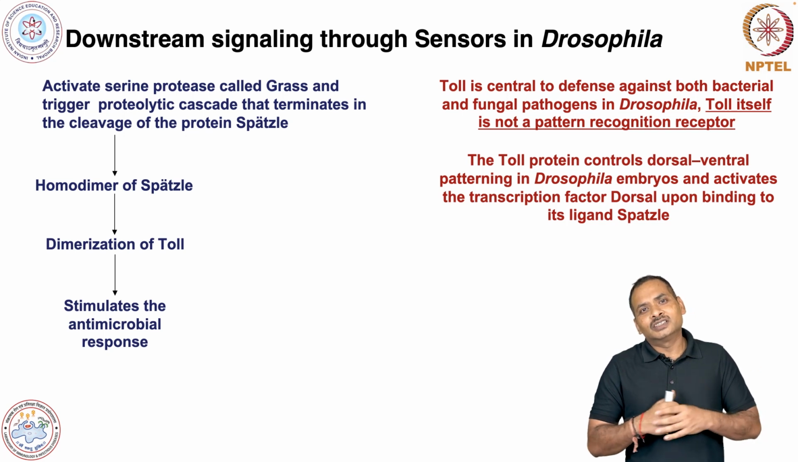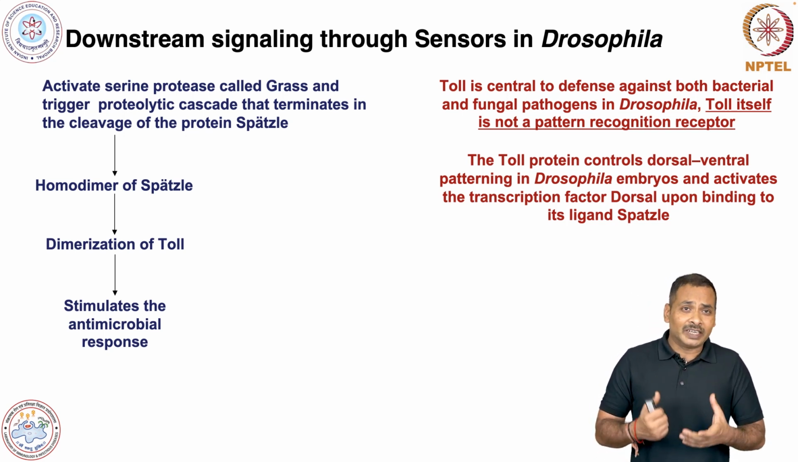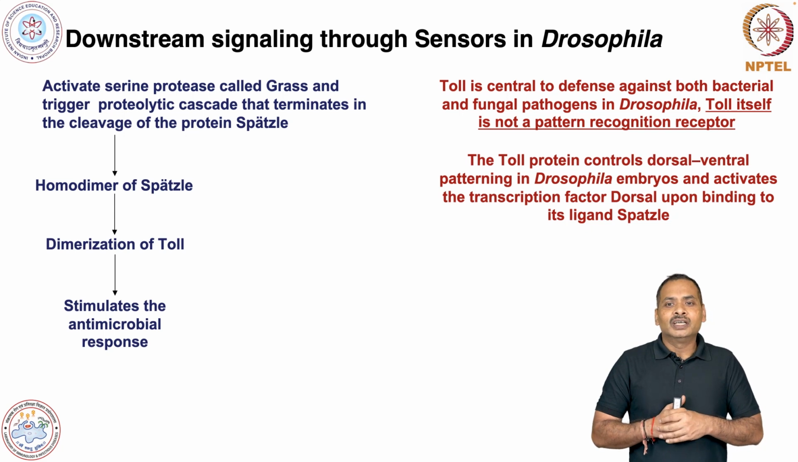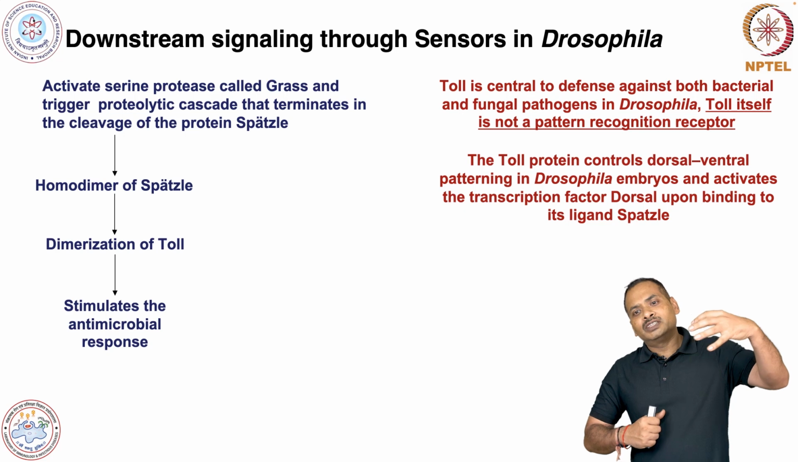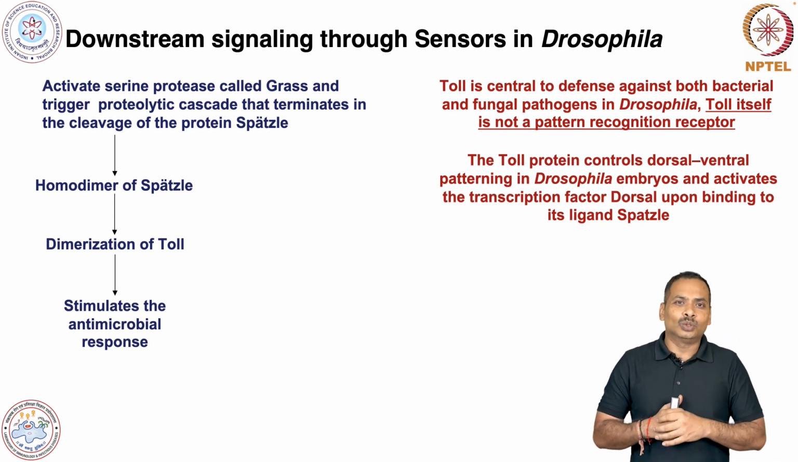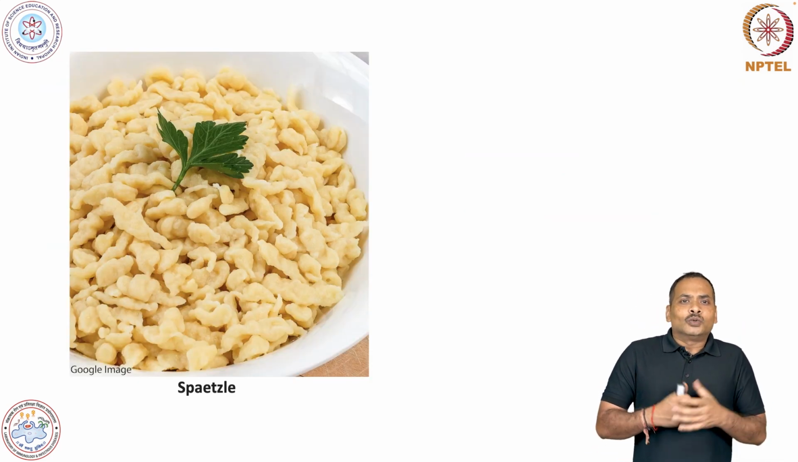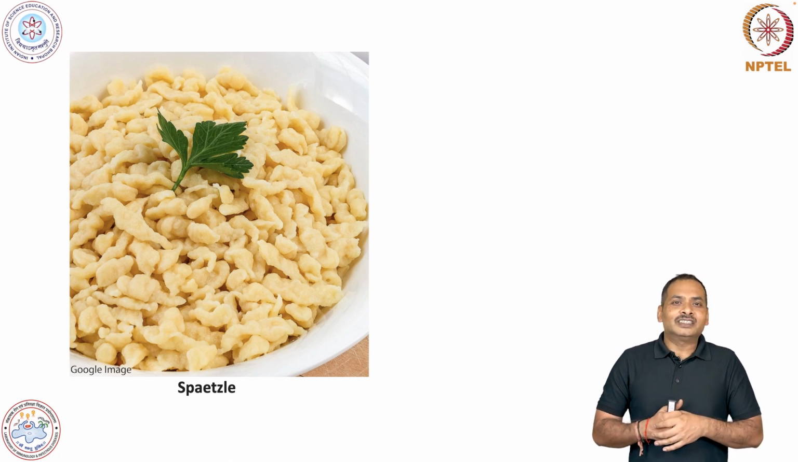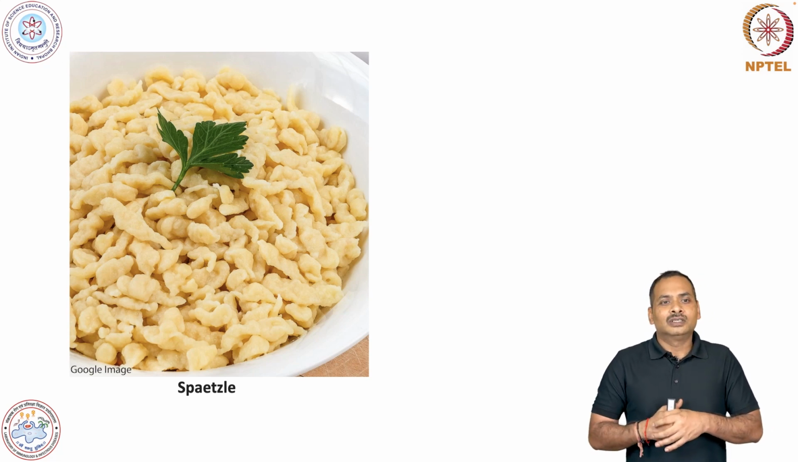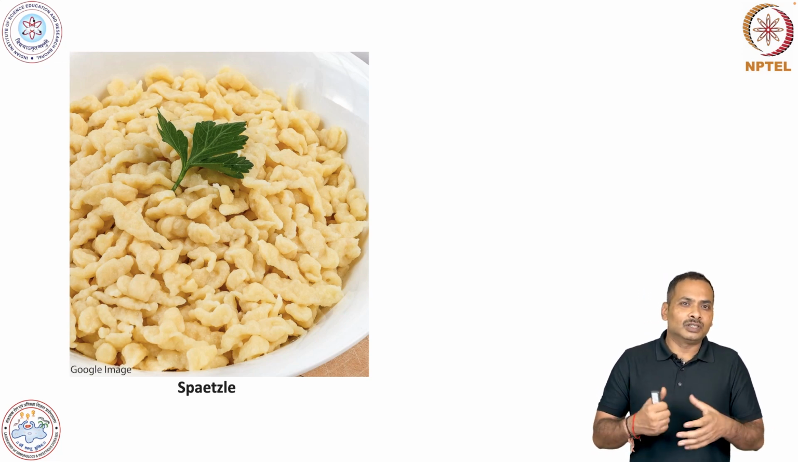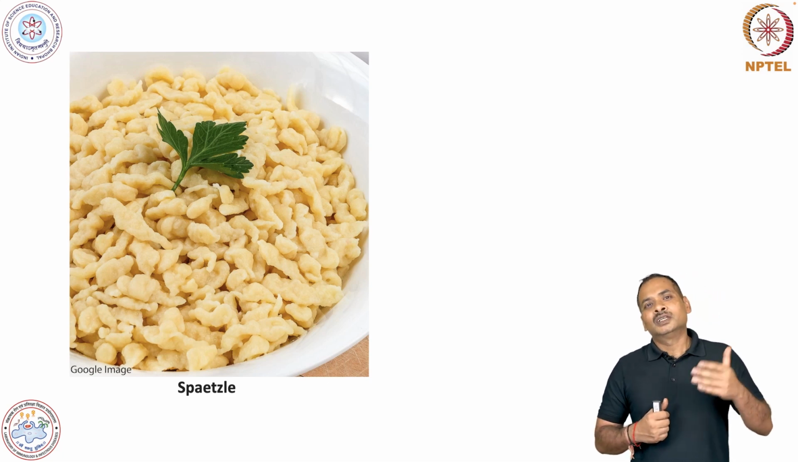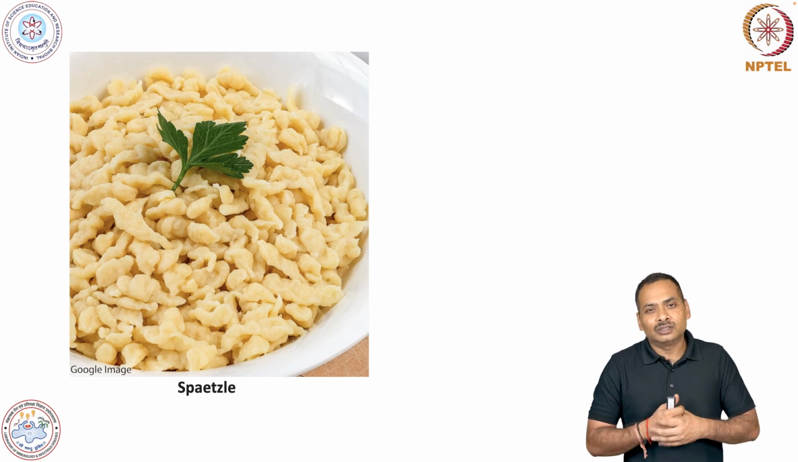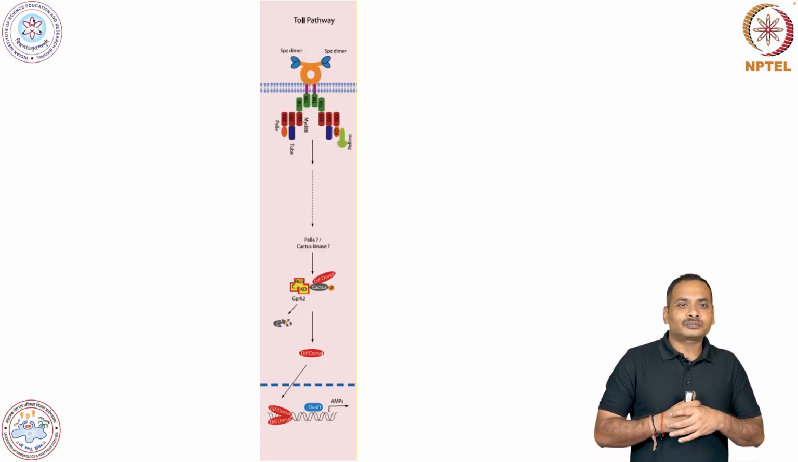Originally it was discovered as a controller for dorsoventral patterning in Drosophila embryos, and basically this Toll gets activated when Spatzel protein binds with the Toll, okay. So what is Spatzel? This is a little interesting. This Spatzel name was given due to the appearance of this molecule, and this is one of the German foods, okay, which is made from wheat. It's something like spaghetti or macaroni and so on and so forth, okay.